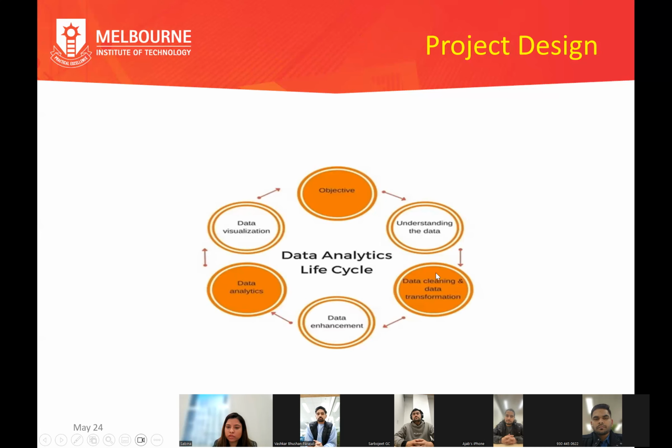Overall, the project design was conducted using the data analytics lifecycle, where we had data cleaning and transformation, data enhancement, data analytics, and data visualization. All of the cleaning, exploratory data analysis, and data transformation, such as converting categorical data into numerical form, were done during the data transformation phase. Later, the transformed data goes into our model for the data analysis process, where we used decision tree classifier and random forest. And for the data visualization, we have used Tableau.